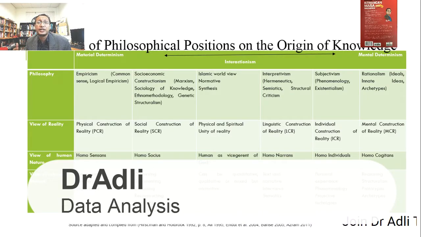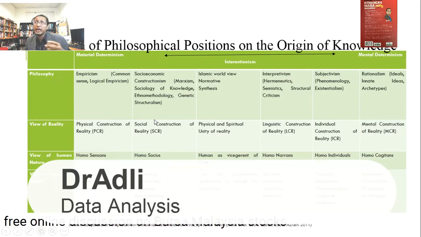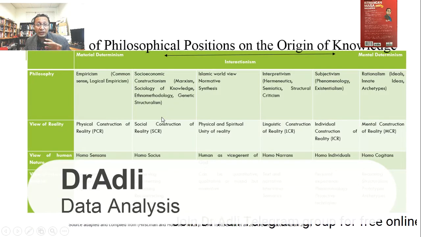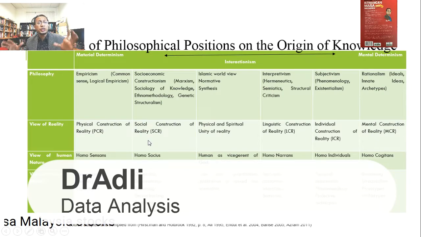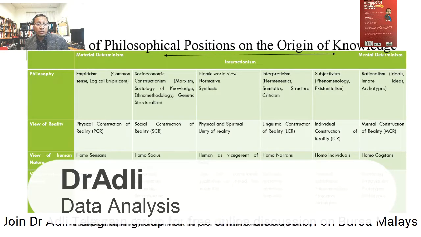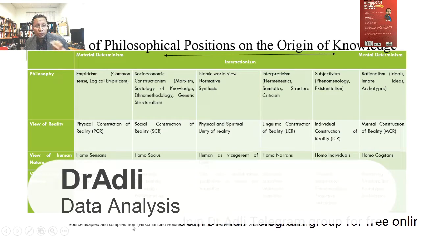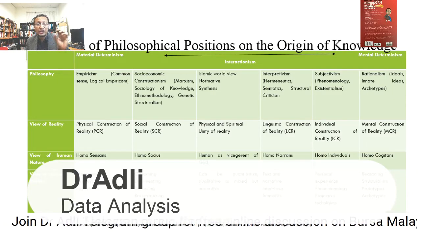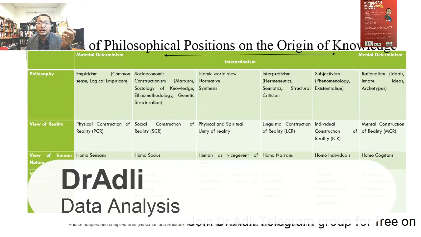And then when you go to the right, you look at them more towards subjectivism, right? So you go to constructionism, Marxism, sociology of knowledge, methodology, genetic structuralism, and the view of reality is the social construction of reality. So we're looking at the social aspect, right? Your view of human nature is homo socius, looking at the society itself, right? The view of relevant method is by observing, documenting, discussing, reconstructing, dialectics, and also materialism, right?